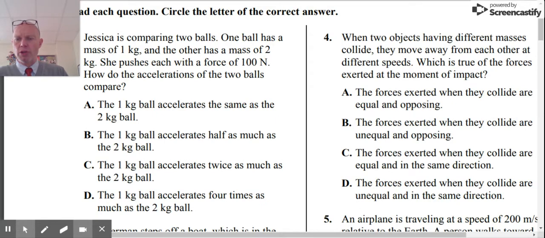This one, if you look at the question about Jessica comparing two balls, one ball has a mass of 1 kilogram, the other has a mass of 2 kilograms. She pushes each with a force of 100 newtons. How do the accelerations of the two balls compare?